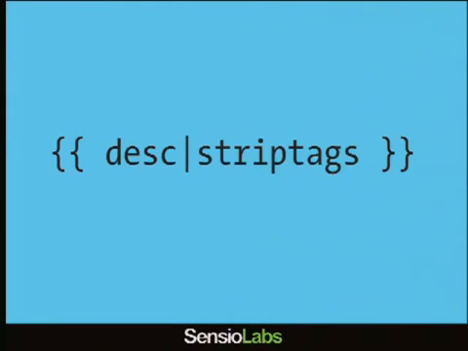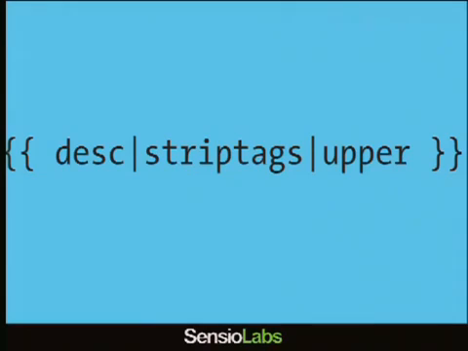So another example, you have a description. A description has some tags. You don't want the tags to be displayed, probably because you are in an email or whatever, so you can strip the tags. Same as the PHP function, really. But the interesting thing is that you can chain more than one modifier, more than one filter, really. So here I say, okay, I want to strip all the tags from the description, and then I want the uppercase version of this description. So you can chain as many filters as you need.